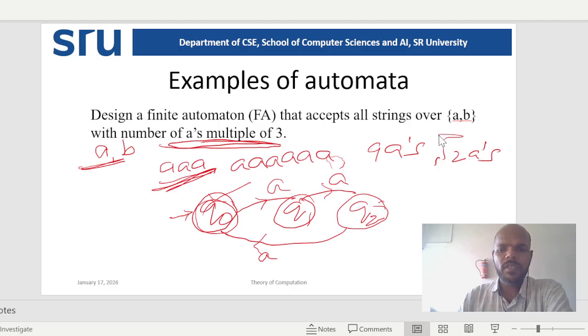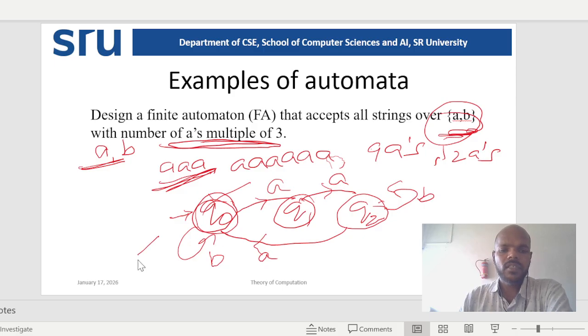Finite automata with B. Here AB is there. What about B? Can I put B here? Does it have any problem? No. A, B, A. Still, A is a multiple of 3. So can I put it like this here? B, does it have any problem? No. B, A, no problem, still it is working.